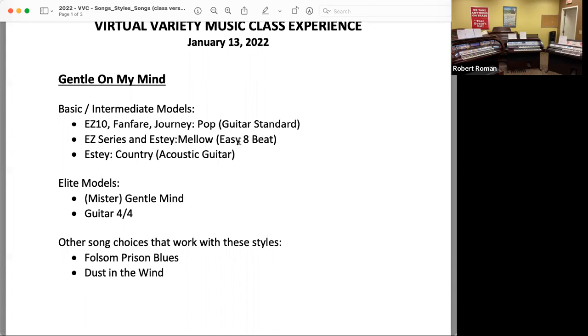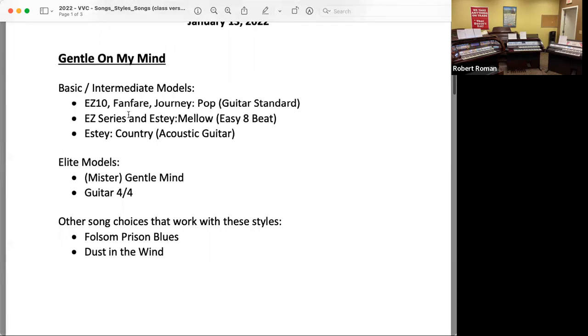you can do the same thing by using the Easy 8-beat, but the trick here that I don't have written on here is you want the tempo at about 200. You just count it differently than what it would come up to. The elite models, you can use anything that I just said here, but you can use Gentle Mind if you have it, or Mr. Gentle Mind, or the Guitar 4/4. There's another style called Guitar 4/4.